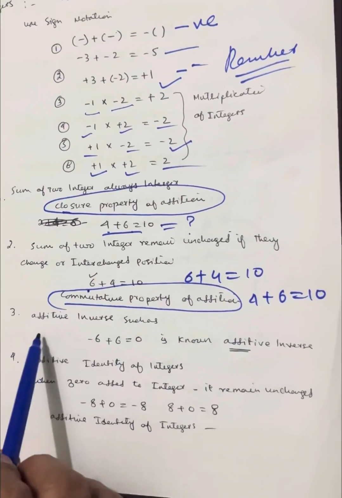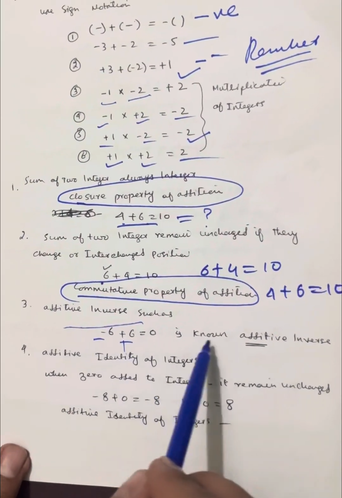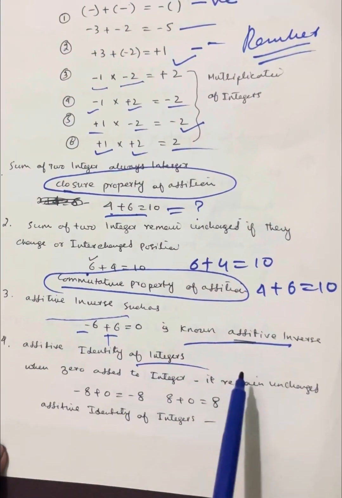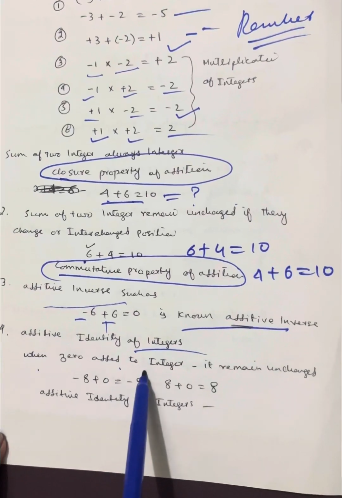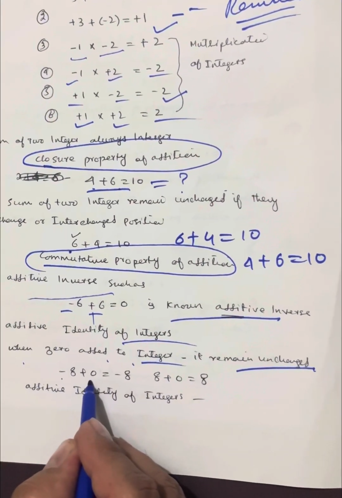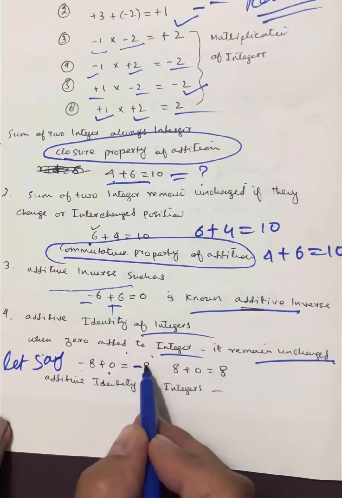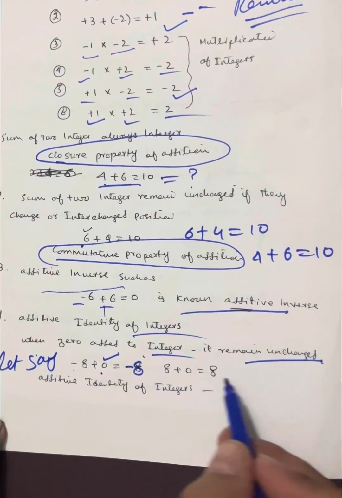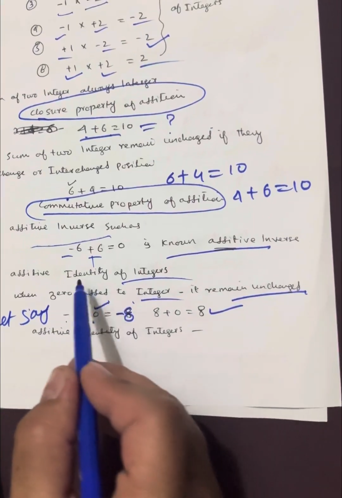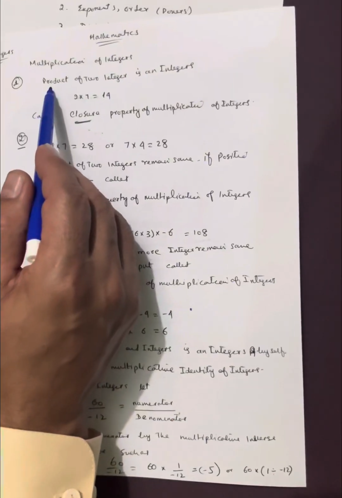Additive inverse: if you add minus 6 with plus 6, it's 0. If they are the same in magnitude with opposite signs, this is known as the additive inverse. Additive identity of integers: when 0 is added to an integer, it remains unchanged. Minus 8 plus 0 will be minus 8, because it is unchanged. 8 plus 0 is unchanged. So this is called the additive identity of integers.